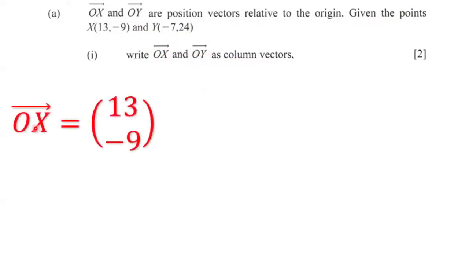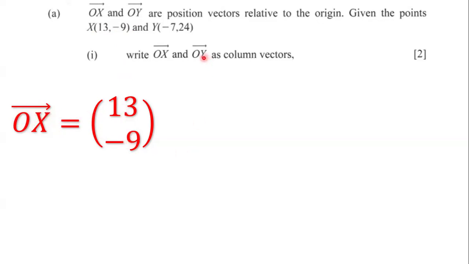Now, in order to write OX as a column vector, we're simply going to take the coordinates of X, and instead of writing it horizontally, we're going to write it vertically. So we put 13 on top and -9 at the bottom. So that means that the column vector OX is equal to (13, -9).